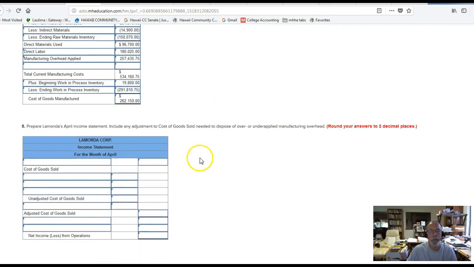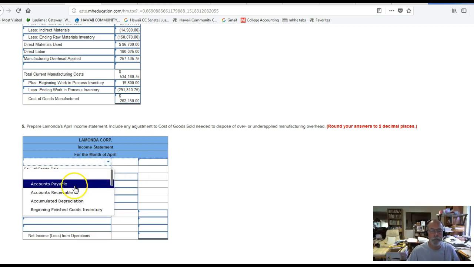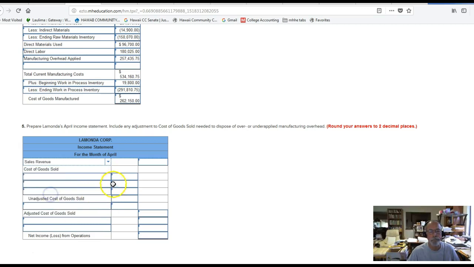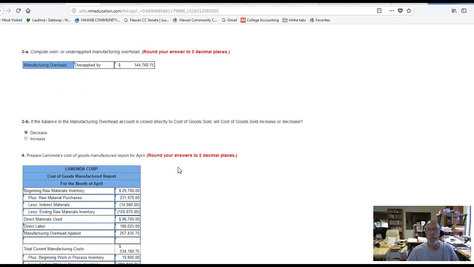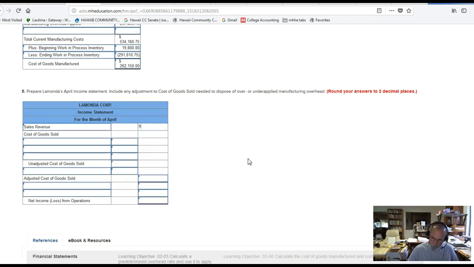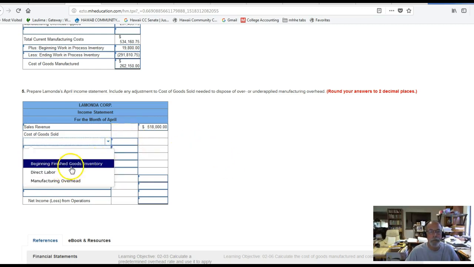Okay, and then finally our income statement. We usually start off our income statement with sales revenue. And our sales revenue was 518,000. Our cost of goods sold, let's see how that is being accounted for.